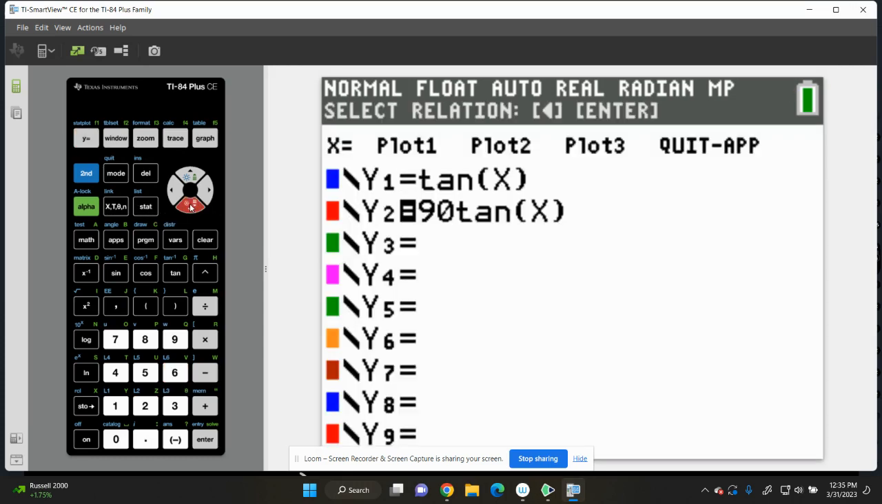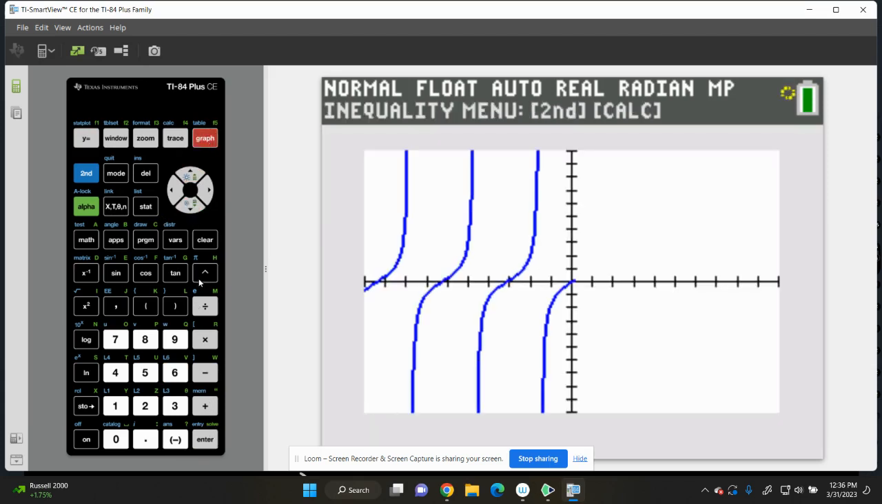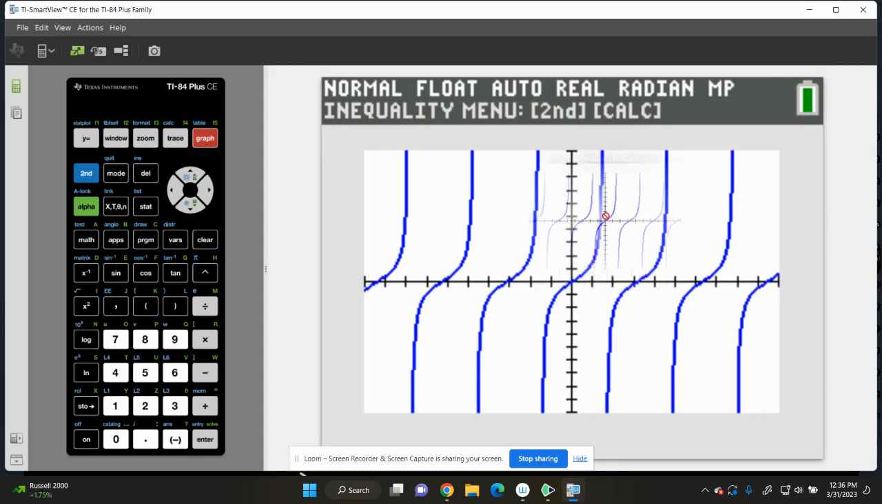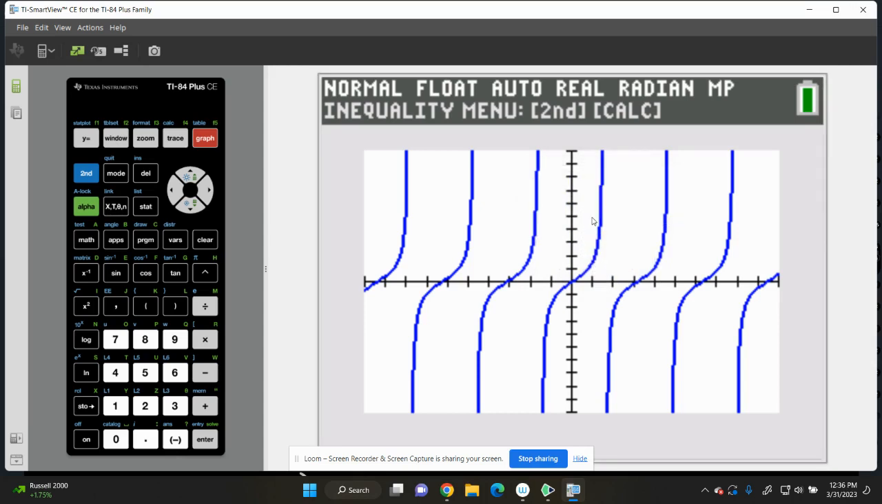So what that means is if I were to zoom in on a particular little section of it, it'll look linear, although it's not actually linear. That's why you have to understand your functions a little bit instead of just plugging them into your calculator, okay?